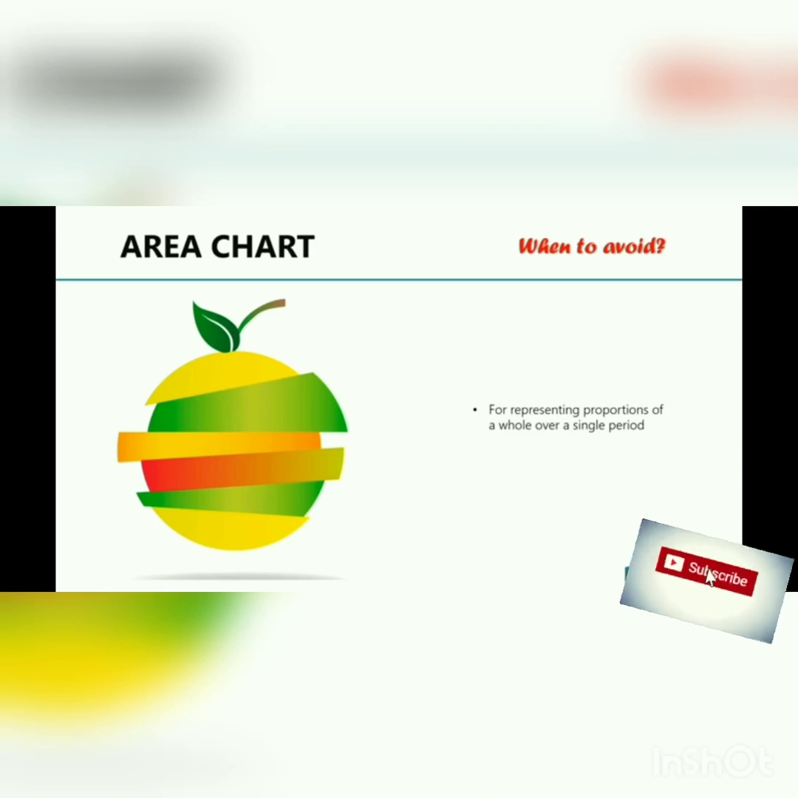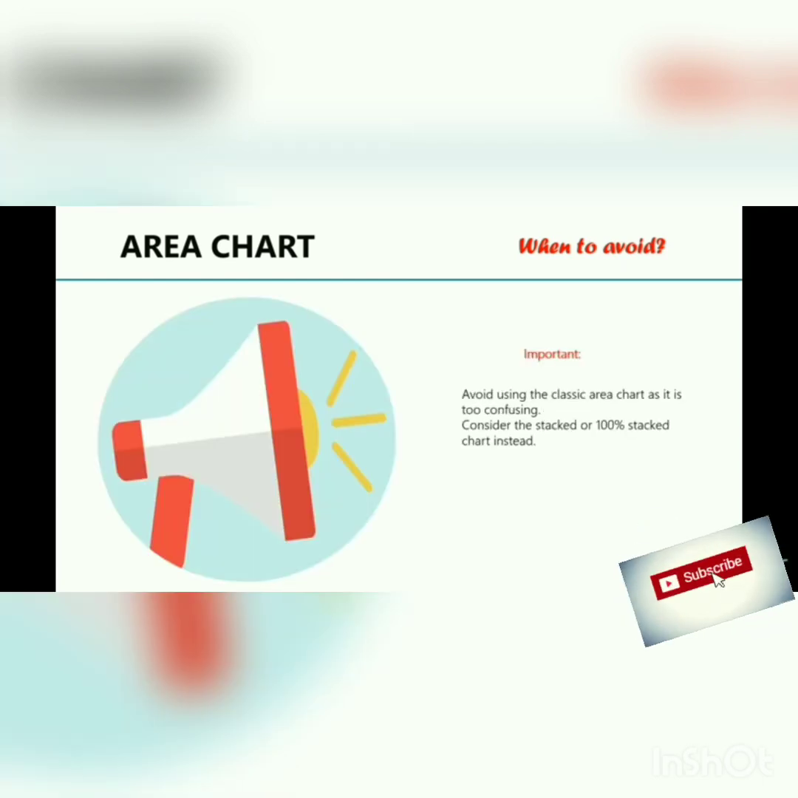When to avoid area charts. Obviously, similar to line charts, area charts are not suitable for representing parts of a whole over a single period. In our example, we can't use an area chart to show the proportion of revenues each division generated in, say, 2018 alone. So that's a situation where we can't use an area chart. In general, I would say stay away from the classical area chart too. It can be very confusing, and even Microsoft themselves recommend avoiding it and to consider using a simple line chart.